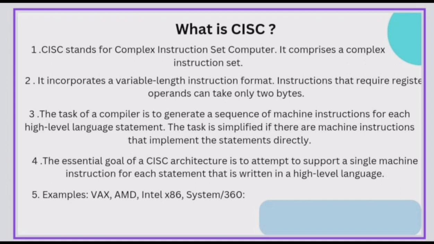The task of a compiler is to generate a sequence of machine instructions for each high-level language statement. The task is simplified if there are machine instructions that implement the statements directly. The essential goal of a CISC architecture is to attempt to support a single machine instruction for each statement that is written in a high-level language. For examples, VAX, AMD, Intel x86, System 360.